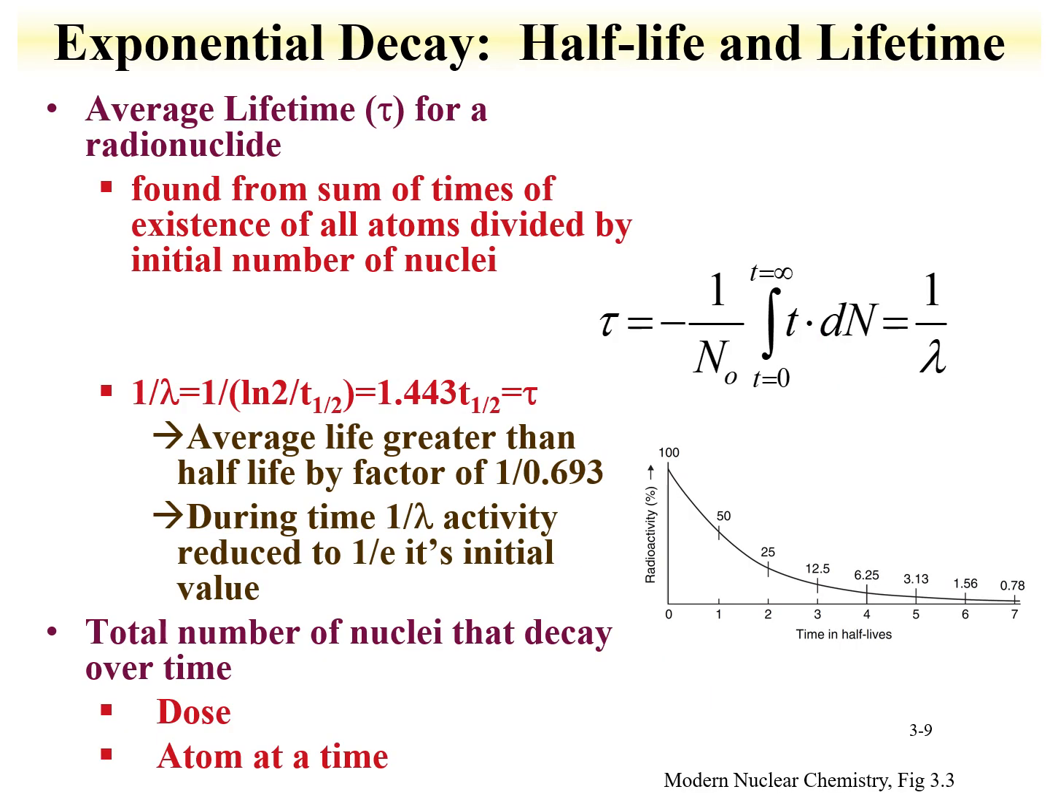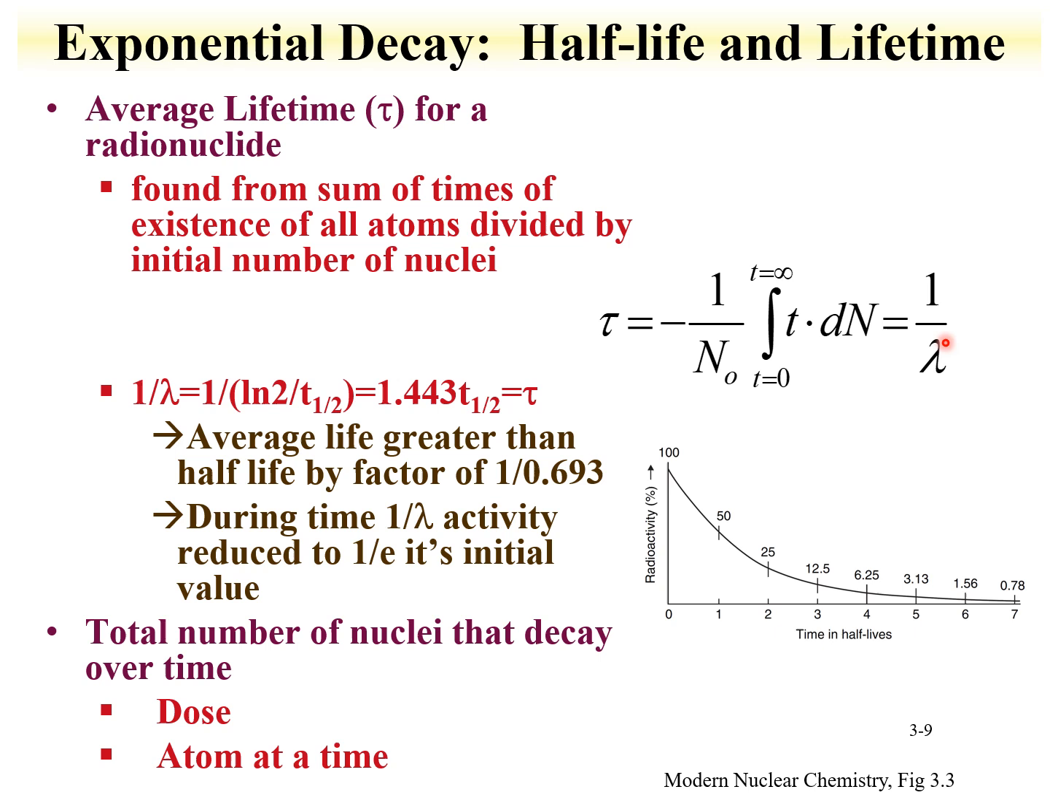So as opposed to discussing the half-life of a radionuclide, the amount of time it takes for half of that radionuclide to decay, I can also discuss an average lifetime of a radionuclide. So it's the sum of times of the existence of all atoms divided by the initial number of nuclides. So this average lifetime is equal to this equation here.